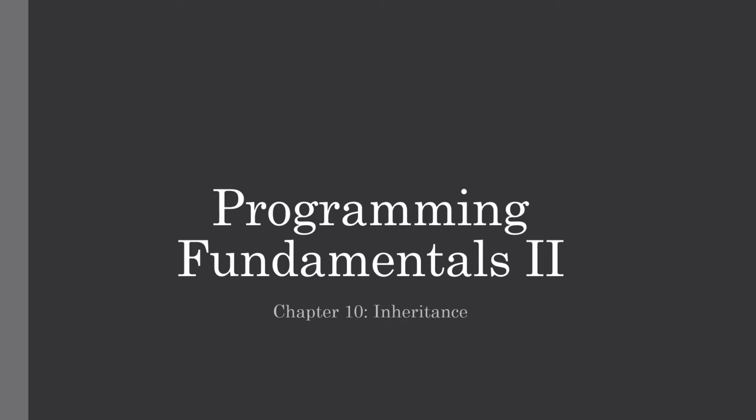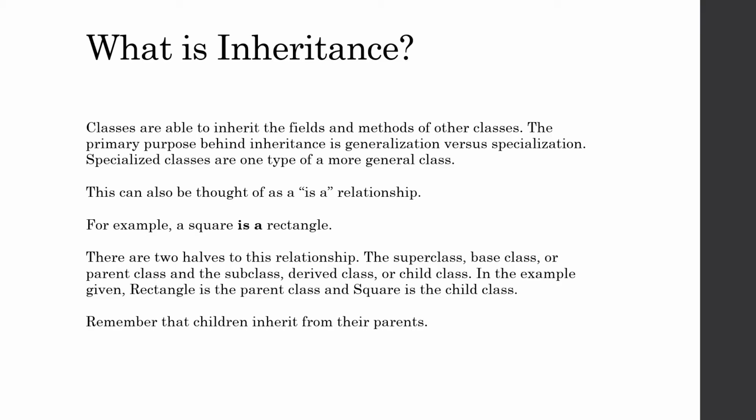So to get started with this, we're going to take a look at precisely what inheritance is. Classes are going to be able to inherit the fields and methods of other classes. The primary purpose behind inheritance is generalization for the class that you're inheriting from versus specialization, which is the class that is going to inherit something. So specialized classes are going to be one type of a more general class, we'll say.